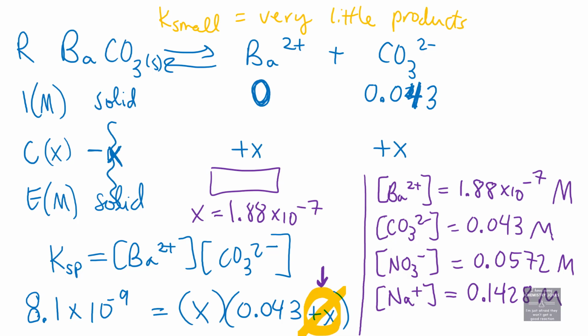0.1428 molar. I could write out all the stuff of how I got there. And the very last thing, they want to know the mass of the compound if it's a solid. So how many grams of barium carbonate did we make?